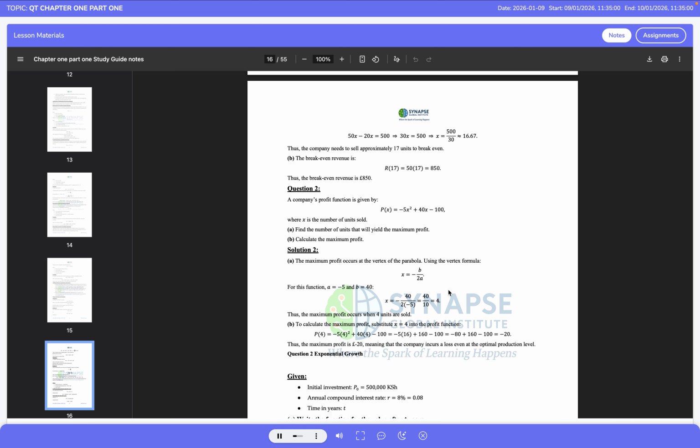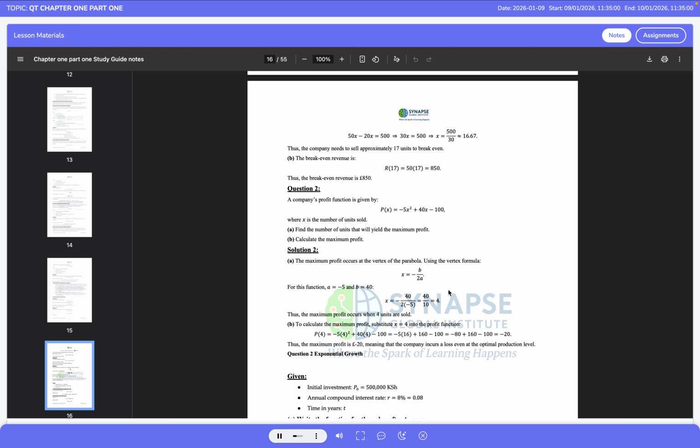In the second question, a company's profit function is P(x) = -5x² + 40x - 100. The maximum profit occurs at the vertex of the parabola. Using the vertex formula, x = -b divided by 2a, and substituting a = -5 and b = 40 gives x = -40 divided by 2 × -5, which simplifies to 40 divided by 10, giving 4. Thus, the maximum profit occurs when 4 units are sold.